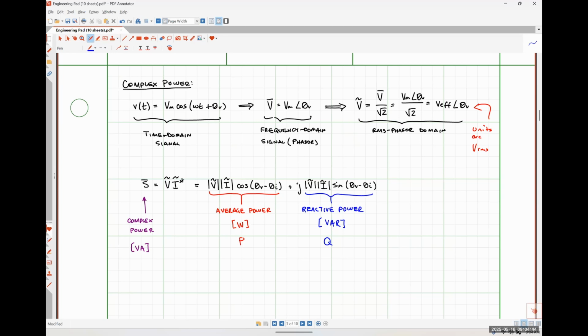Carter. The brackets, is that the absolute value or is it the magnitude? Magnitude. Magnitude is the value?